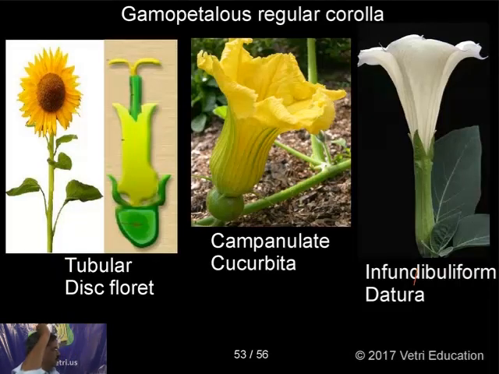The first type, tubular disc floret. Here in a flower you can find the central flowers are called tubular florets, and peripheral ray florets, that you will see later. And the central floret, as an individual floret, is tube-like in shape, so tubular. And campanulate, this is small, a tube and spreading. And the actual tube-like structure you can find in Datura, a long tubular flower spread at the end. This is infundibuliform Datura. This is campanulate, Cucurbita, tubular, this is Helianthus or sunflower.